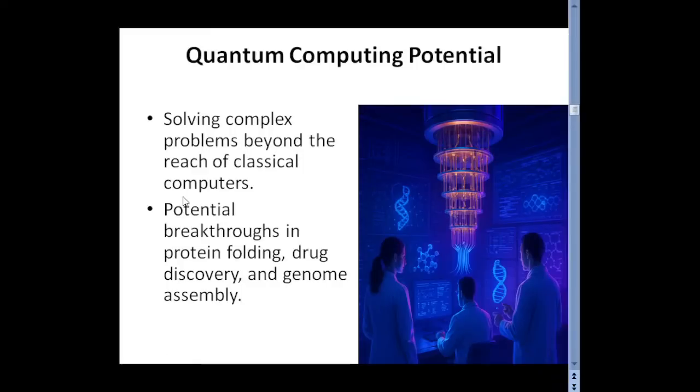So then apart from that, you should be able to potentialize your breakthrough in protein folding. I told you that as a bioinformatician, there are two important things that you must know how to do. Number one, you should be able to recognize and know about drug discovery as well as genome assembly.